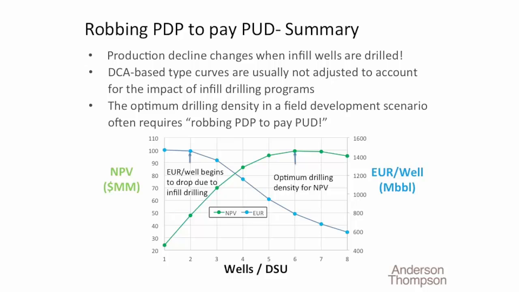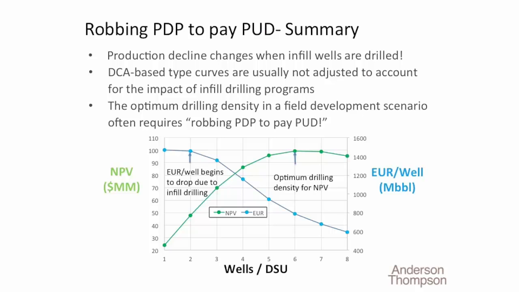So the last point, I think, is the most critical. The optimum drilling density in a field development scenario often requires this. So it's not a bad thing to rob proved reserves to pay your PUD reserves, because it will allow you to accelerate production. Okay? Economically, it often makes sense to do that, but you have to account for it. Right? It's more of an accounting issue than anything else. You're going to overstate your reserves if you don't do it.